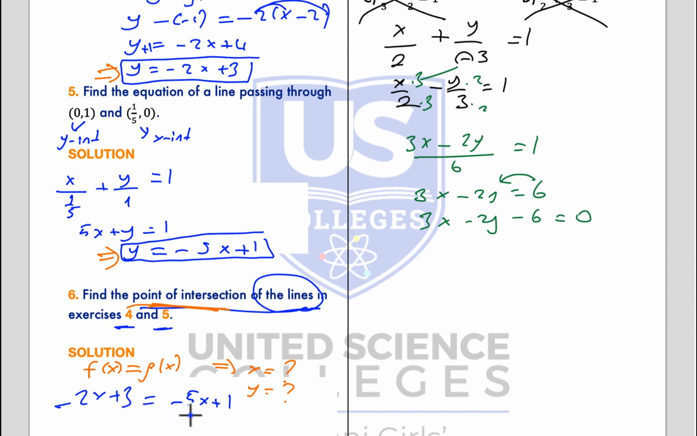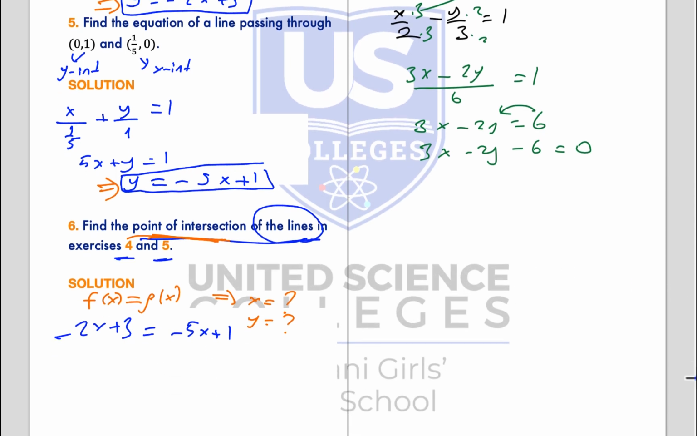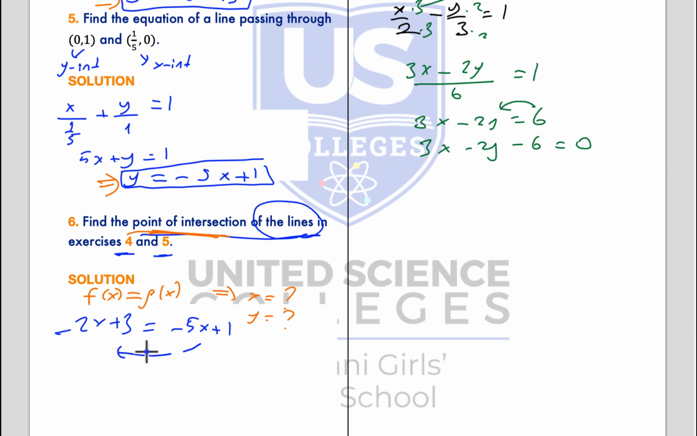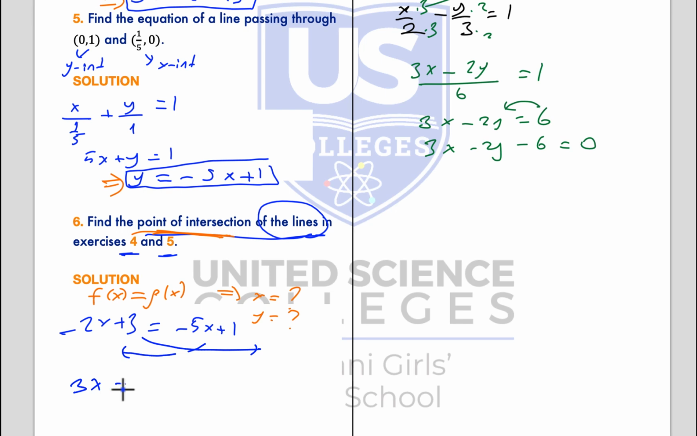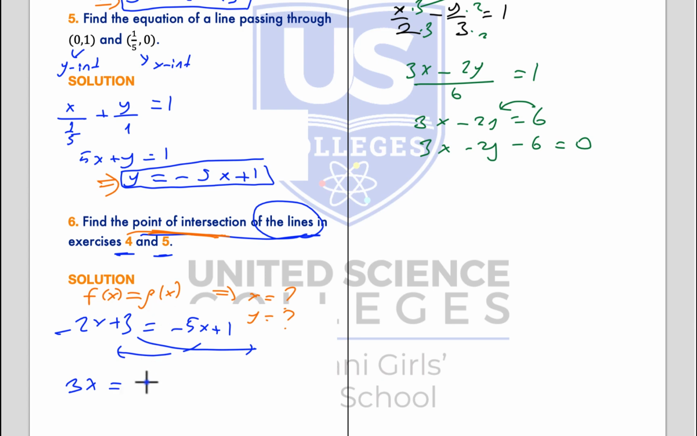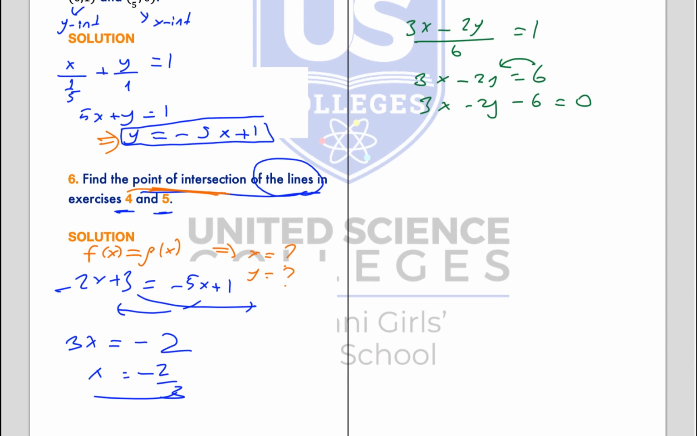We isolate x. Bring negative 5x to the left. 5x minus 2x, 3x. And bring 3 to the right. Equals 1 minus 3, minus 2. So I need x alone. Divide both sides by 3. Negative 2 over 3. So I got my x.